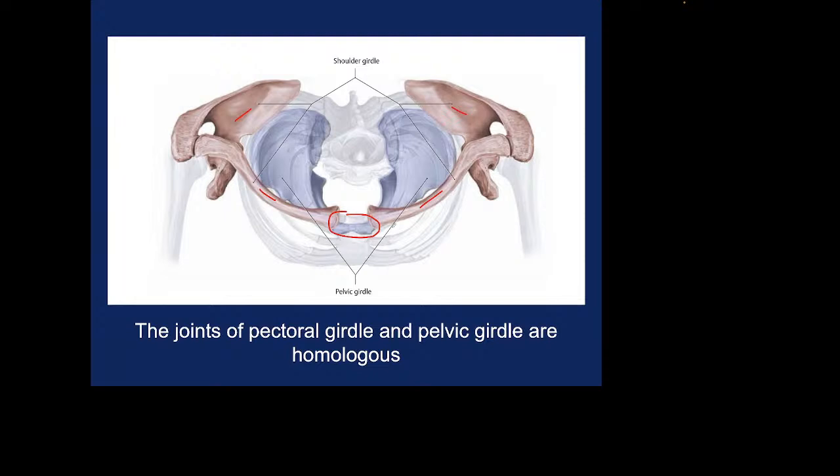And the main feature of the shoulder or pectoral girdle is that this girdle is not closed behind. So here it is opened. Another situation we see in the pelvic girdle.